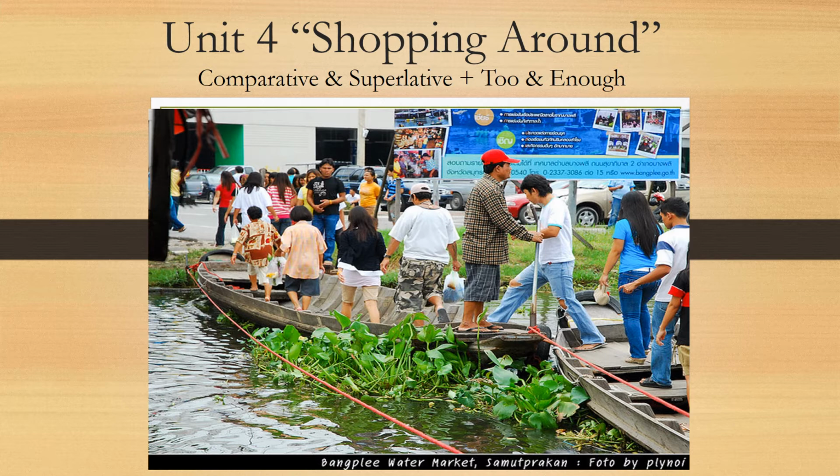As you can see, this is the grammar of unit number 4, shopping around. What we're going to study is the comparative and superlative form of adjectives plus too and enough as a way to compare. Remember that if you have any questions, you can write them down and ask them in class. Here we go.